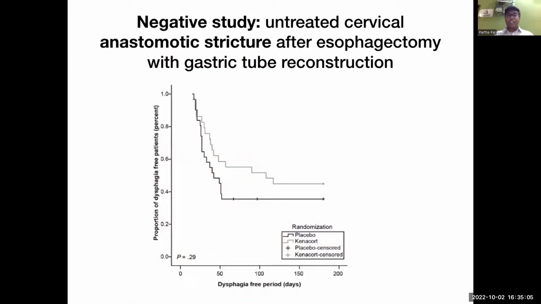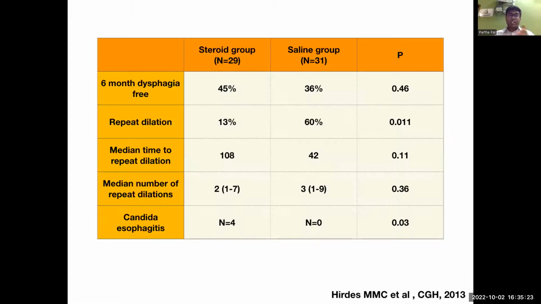And this is a negative study of intralesional steroid injection. In this study that was shown in cervical anastomotic stricture after esophagectomy with gastric tube reconstruction, there was no significant difference in the time to recurrence of dysphagia in these two groups with injection or without injection. And in this, they injected saline actually.